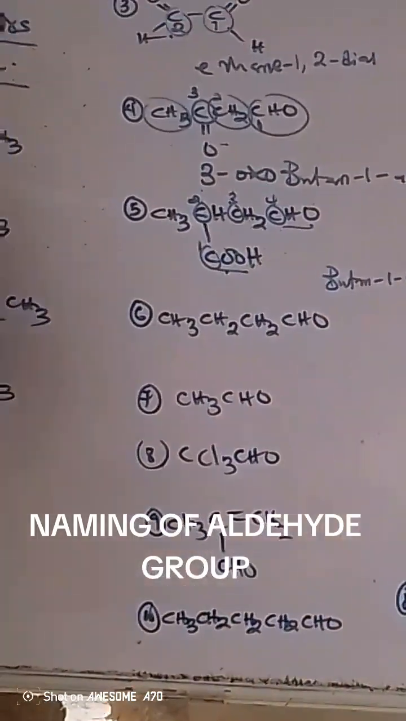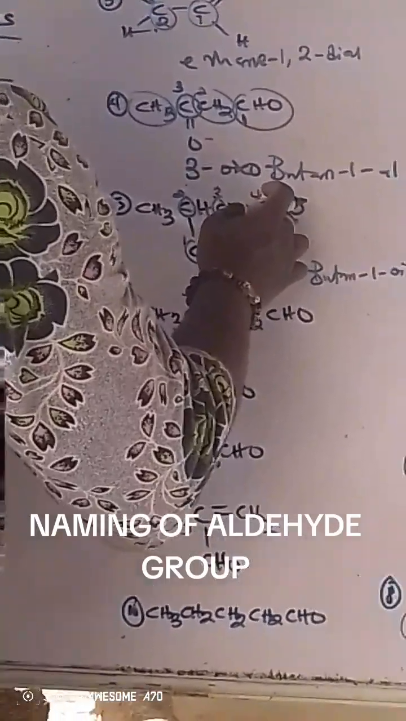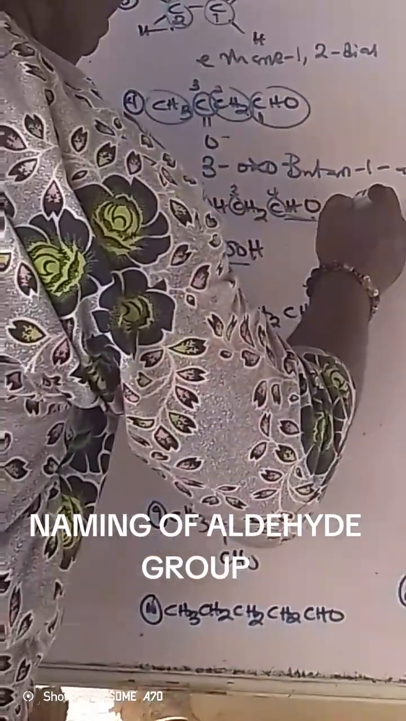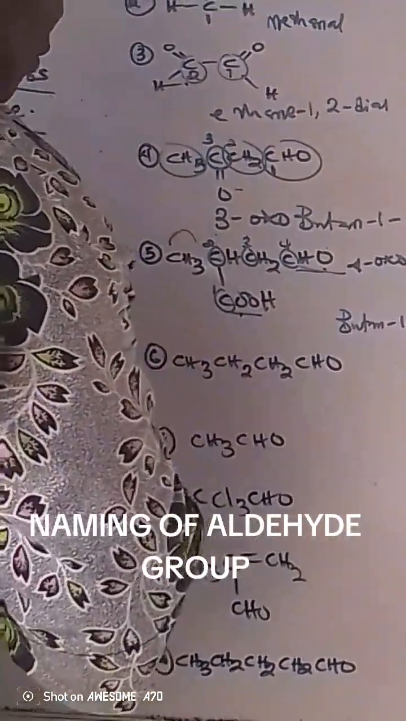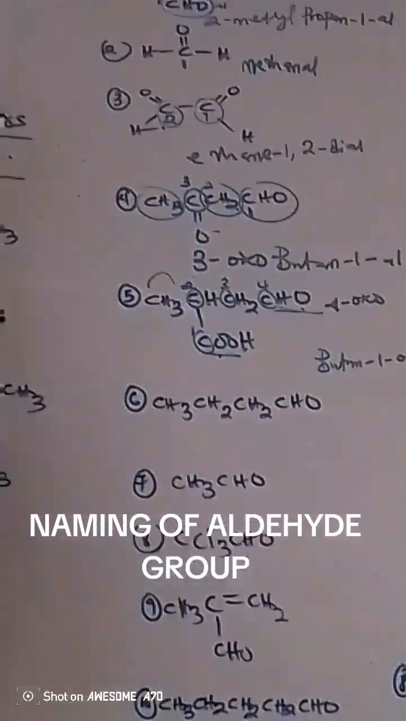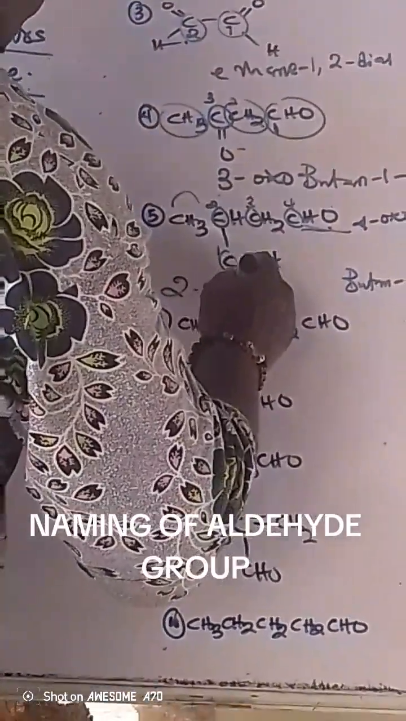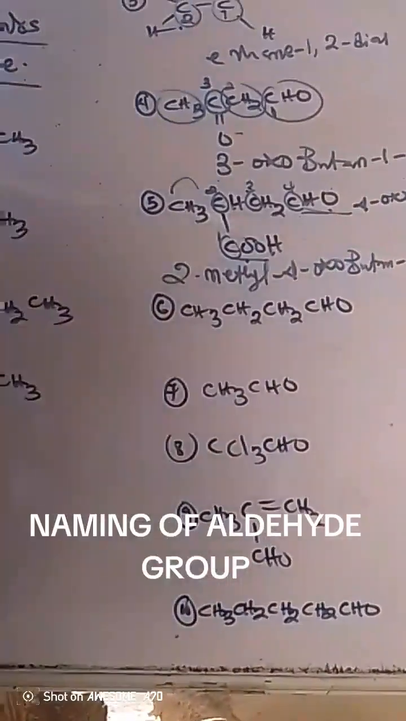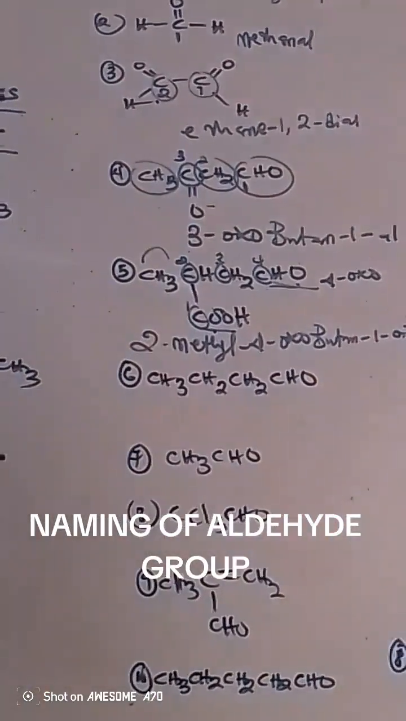So remember that what is now remaining here is oxo. So here will be 4-oxo. Here will be 2-methyl. Between 4-oxo and 2-methyl, which one will come first? Methyl. So you now say 2-methyl, 4-oxo, butan-1-oic acid. Or 2-methyl, 4-oxobutanoic acid.